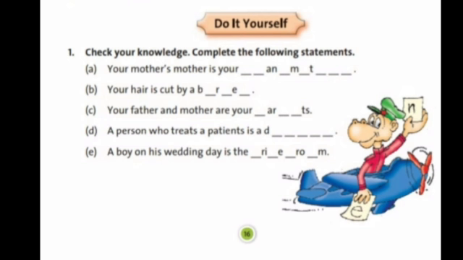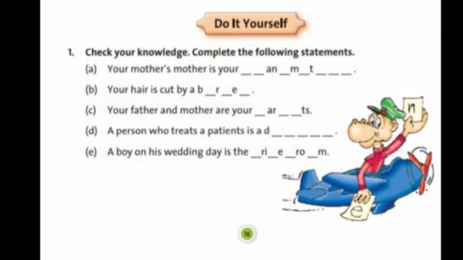Next is Do It Yourself. In the first exercise, check your knowledge. Complete the following statements. First statement: your mother's mother is your... So students, your mother's mother is your grandmother. So you have to write here grandmother. Next is: your hair is cut by a barber. So a barber cuts your hair. So here you have to write barber.